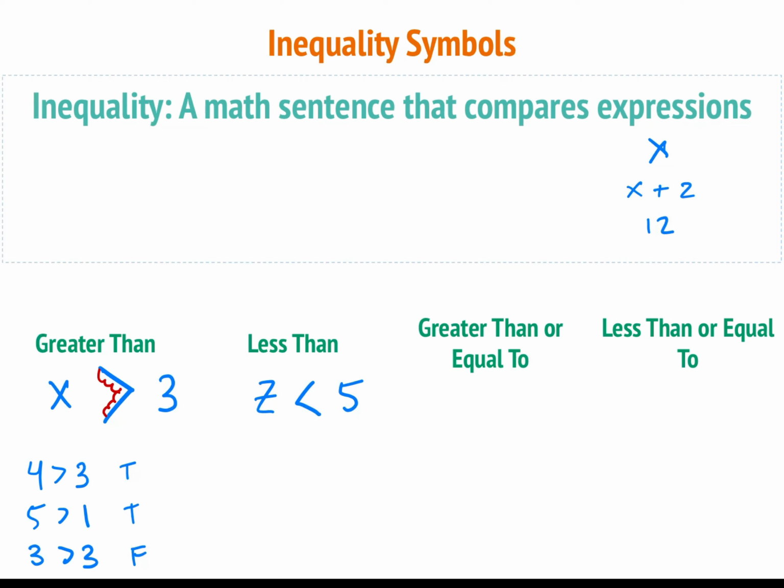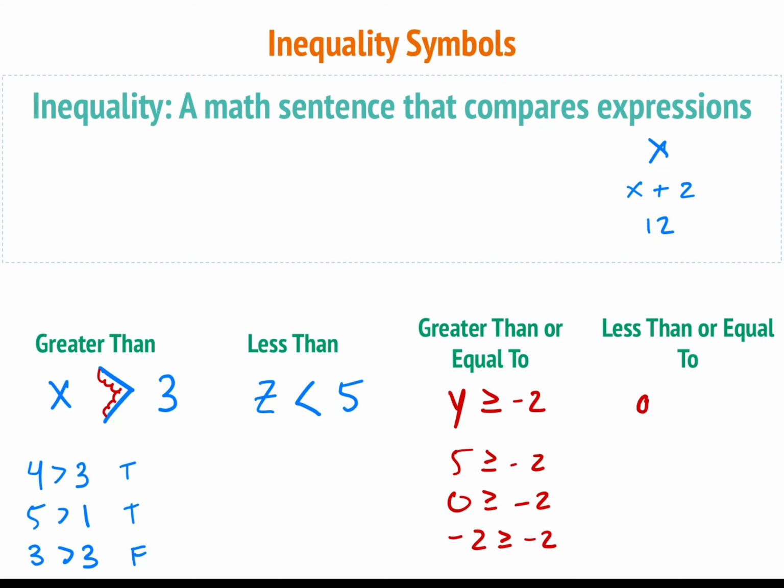Now, Z is less than 5. I think we're pretty good on that one, right? We're saying all the values that can be plugged into Z are less than 5. And then let's go to Y is greater than or equal to, let's do -2. Very similar, but it could be -2 now as a correct solution. So I could say 5 is greater than or equal to -2. I could say 0 is greater than or equal to -2. I can even say -2 is greater than or equal to -2. It just needs to satisfy the greater than part or the or equal to.